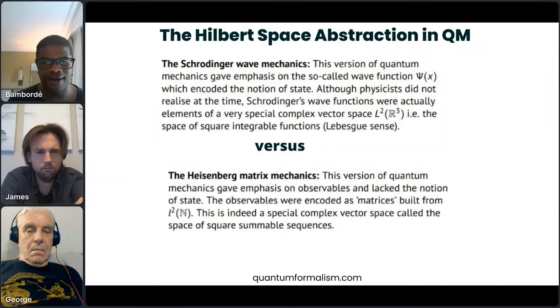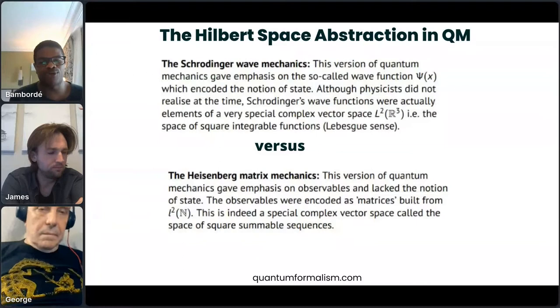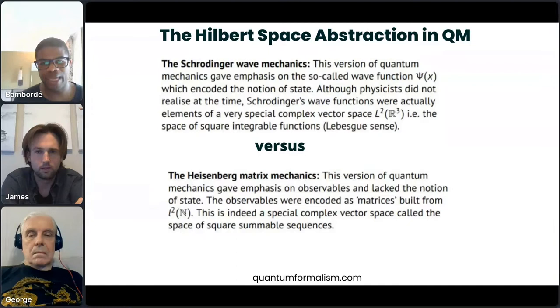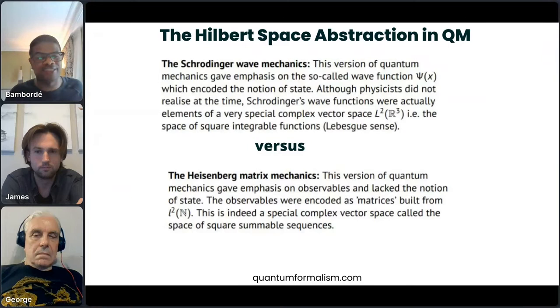The first version was the Schrodinger wave mechanics, where the wave functions, which encoded the notion of state, were living in this space, this L2 of R3. You will learn this with James. You will get to know this space, which is the space of square integrable functions, integrable in the sense of Lebesgue.